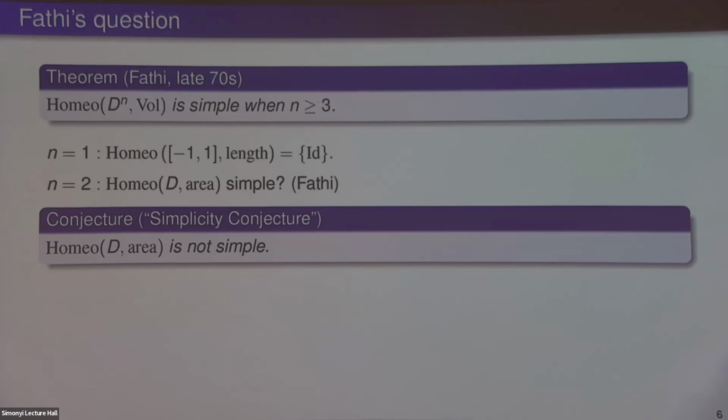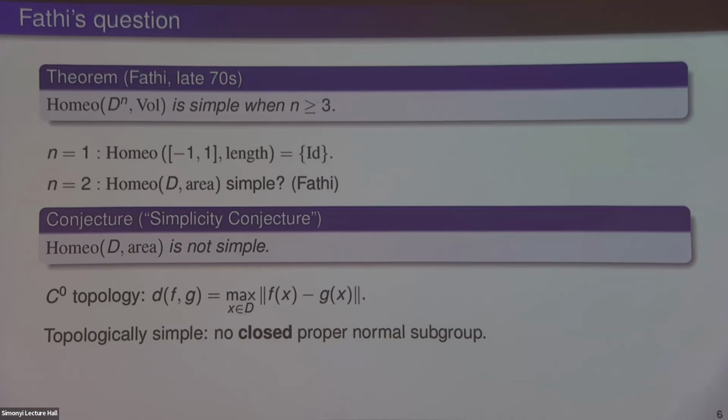Okay, so what I want to emphasize at this point is that this is a purely algebraic question. Our group carries a natural topology. It's the C0 topology, or the topology of uniform convergence, which is induced by the standard distance in the plane. And as a topological group, it is simple, meaning it has no closed proper normal subgroups.